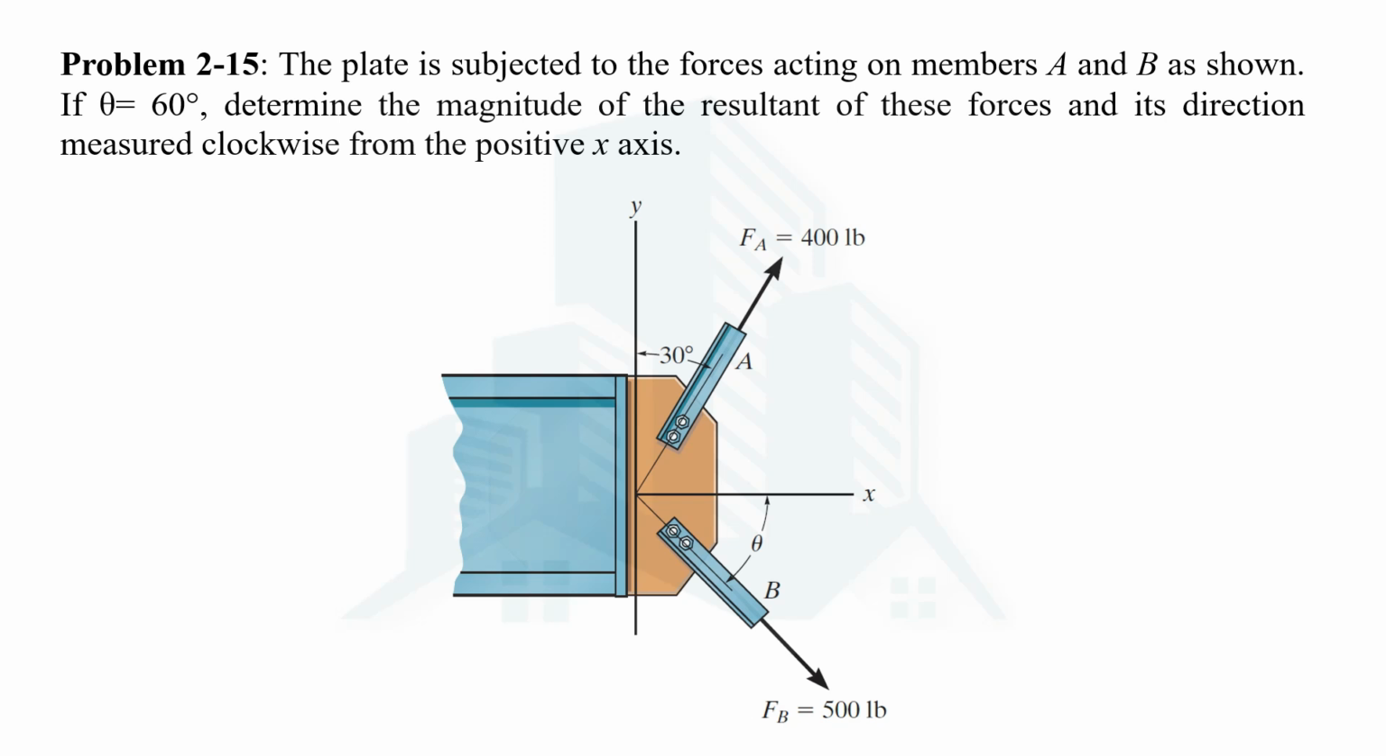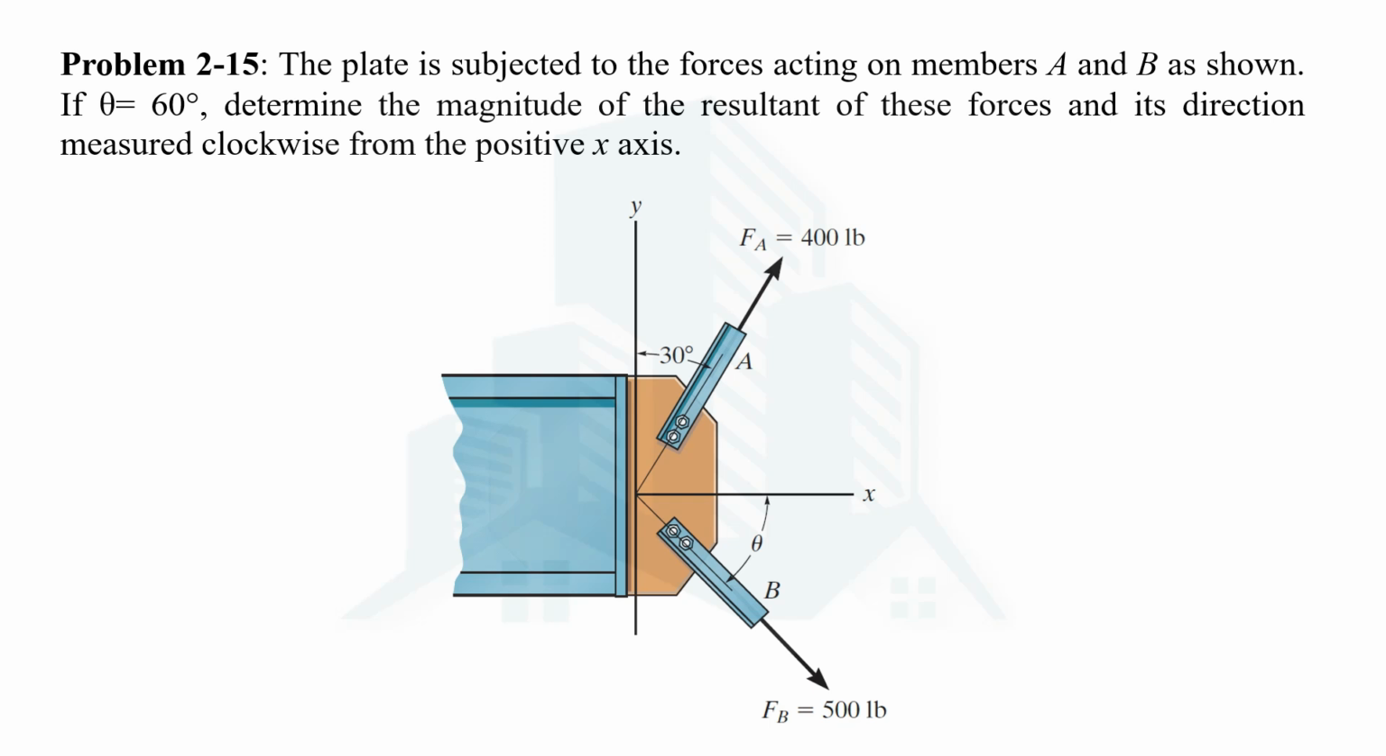Hello everyone, in this video we are going to solve problem number 15 from chapter number 2, force vectors, in the book of Engineering Mechanics, the statics part by R.C. Hibbeler. In this problem we have been given a plate which is subjected to two forces acting through the members A and B as shown in this figure.